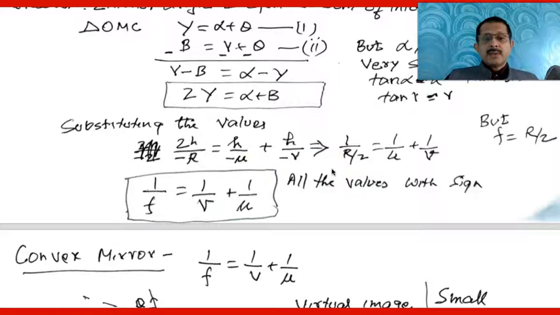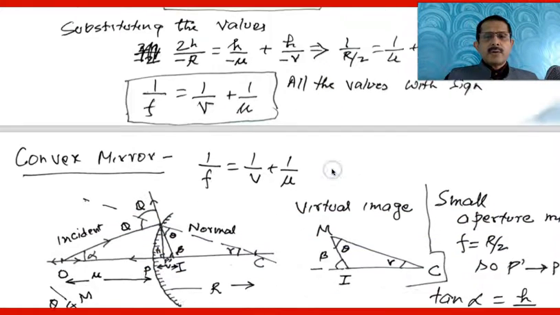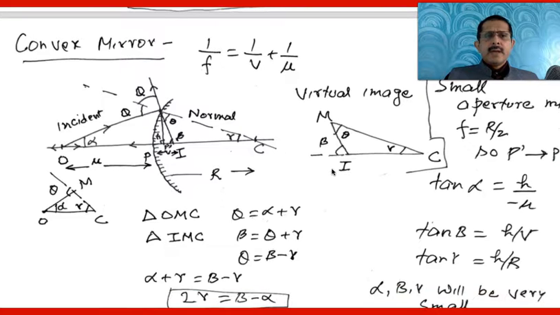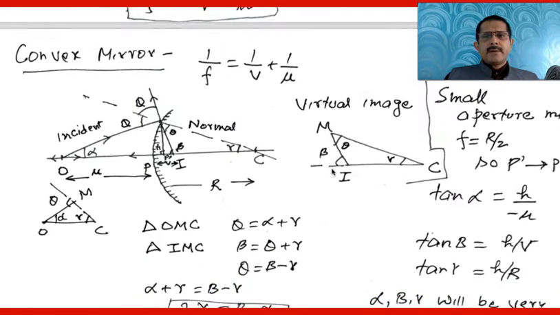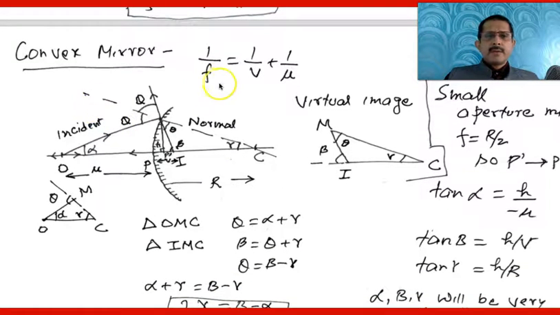Now this was done for the concave mirror. Okay, now let's go ahead and do the same thing using the convex mirror. The concept would remain exactly the same. Let's go ahead. Now if I talk about the convex mirror, we have to prove this, and let's draw the ray diagram of this convex mirror.